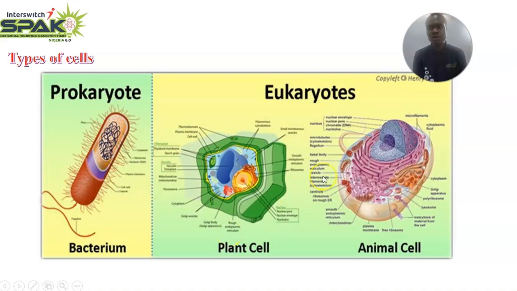But when you talk about the eukaryotic cell, they evolved after the evolution of the nucleus. So that means they contain a true nucleus, and they have organelles.